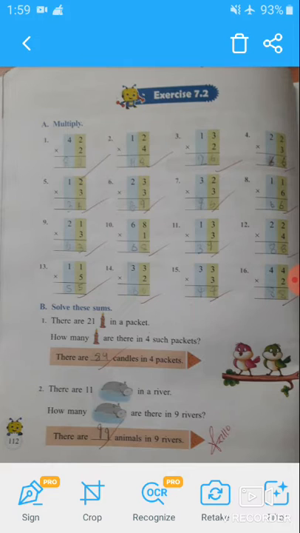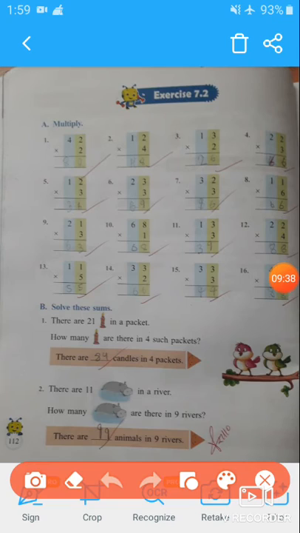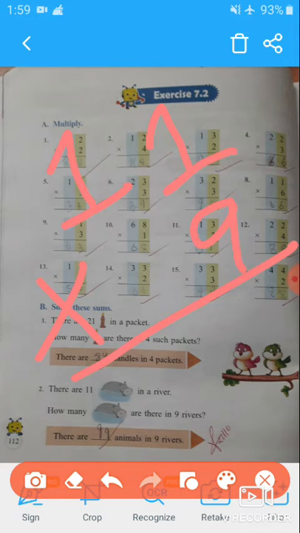Now students, second question, there are 11 animals in a river. How many animals are there in 9 rivers? So students, here we have to find out, if there are 11 animals in a river, how many animals are there in 9 rivers? So to find this out, let's multiply. Students, first of all, you can write 11 multiplied by 9.